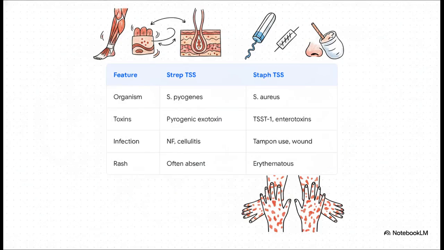When we compare the clinical origins here, you see some major differences. Strep TSS, caused by S. pyogenes, usually stems from really severe, deep tissue infections. We're talking necrotizing fasciitis, myositis, severe cellulitis. On the flip side, Staph TSS, caused by S. aureus, is classically linked to things like tampon use, surgical wounds, or nasal packing. Also, pay attention to the rash. It's highly variable or even absent in Strep TSS, but Staph TSS gives you that classic diffuse erythematous rash with desquamation of the palms and soles.